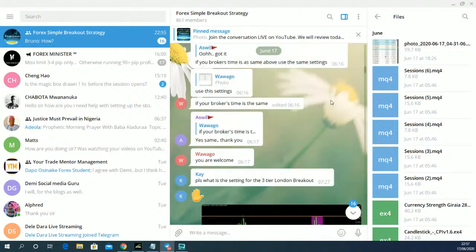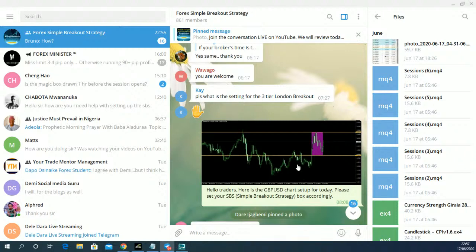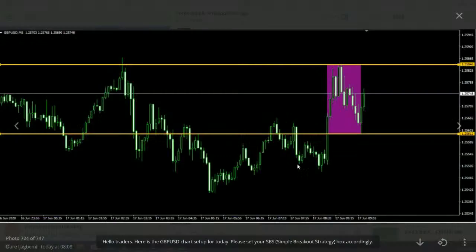These are people that are posting their trade. Okay, right. This is my chart. This is what I posted today. I said, hello traders, here is the GBP USD chart setup for today. Please set up your SBS box accordingly.